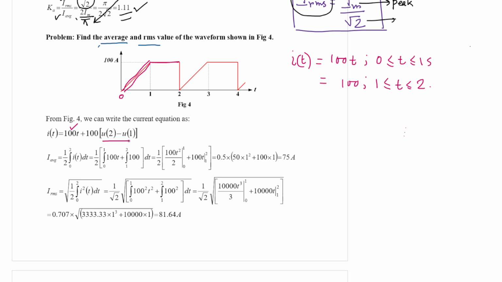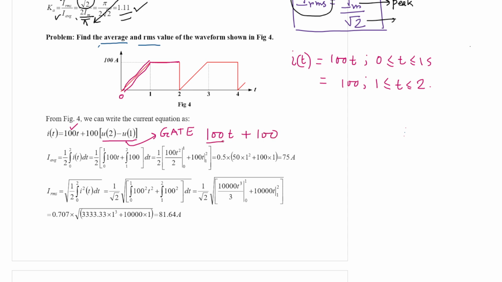Now u(t) minus u(1), it is called a gate function. We shall come later in this course to the significance of the gate function. For the time being, let us consider only this is 100. It will not make any difference. So it is equal to 100t plus 100.